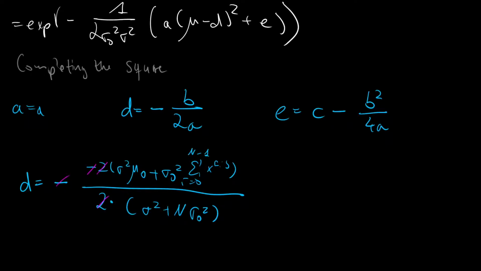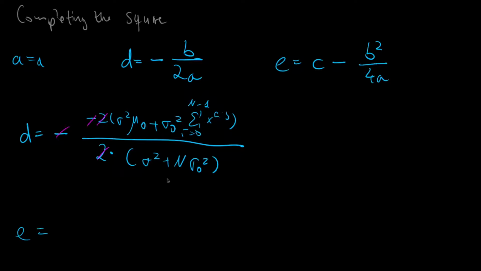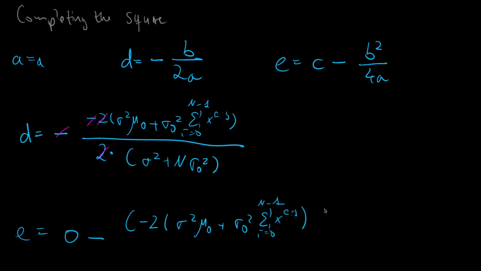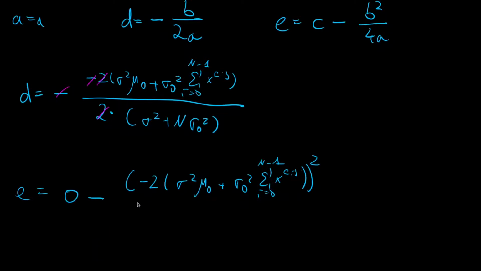Then let's plug in the e, and for the e we have, well, c was 0, minus, and then this term squared, so we have minus 2 times sigma squared mu 0 plus sigma 0 squared times the summation from i equals 0 to capital N minus 1 over the observations xi, then closing brackets, and then another closing brackets for the square, and we divide it by 4 times sigma squared plus n sigma 0 squared, and we see the minus squared will be a plus, so we can cancel this, and the 2 squared will be a 4, so this cancels with 4, but there is nothing that would cancel with the minus, so we keep the minus in front of the e.